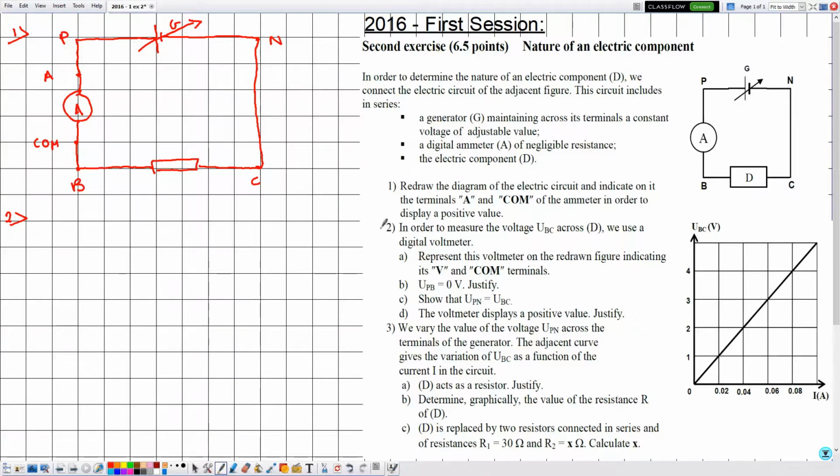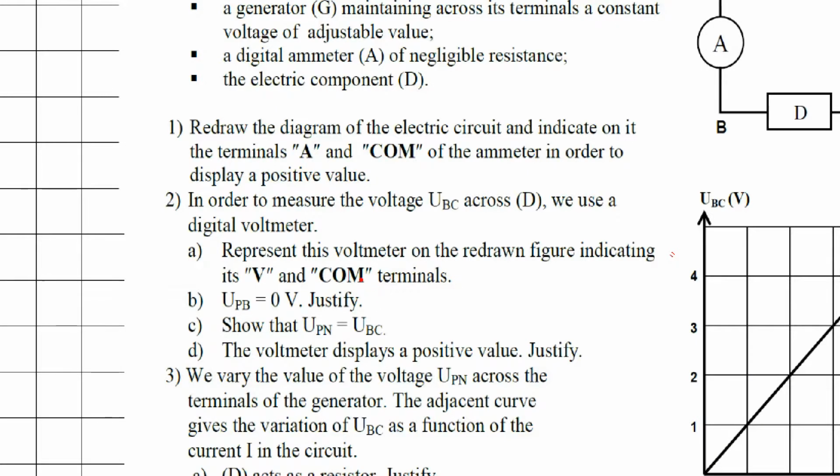Now in number 2, they are telling me in order to measure the voltage UBC across D, this is the electric component D, we use a digital voltmeter, part A. Represent this voltmeter on the redrawn figure indicating its V and COM terminals. So this is the voltmeter. Because the voltmeter measures the voltage, it must be connected in parallel across D because we are measuring the voltage across D. Now it's left to indicate the V and COM terminals of this voltmeter.